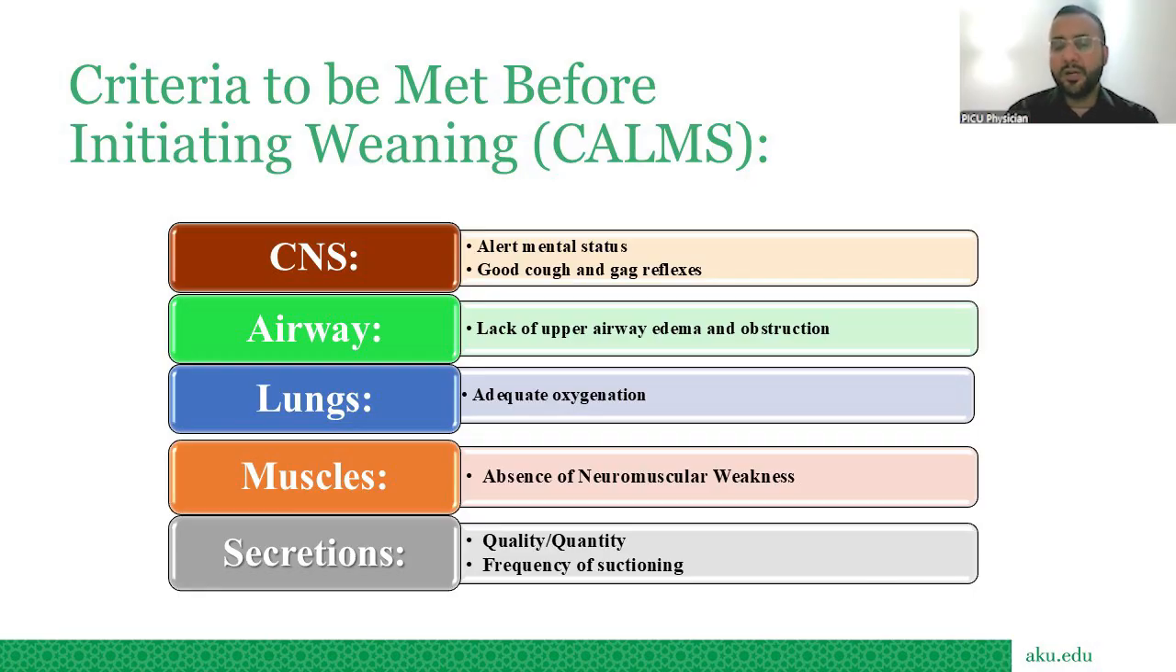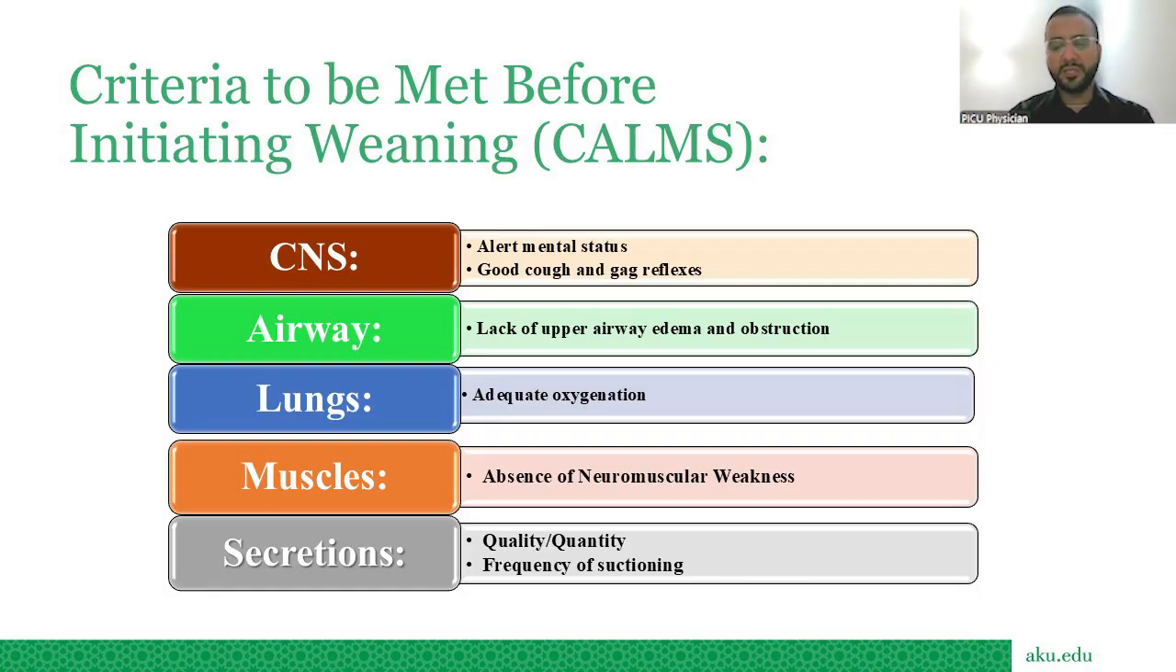A is for airway. That means we have to check for upper airway edema, which happens after a few days of intubation. If there is upper airway edema, that's not an absolute contraindication for extubation, but we have to be cautious. We have to use cold saline nebs and epinephrine and all that, because you will expect some stridor post-extubation. L is for lungs. You have to see the status of the lungs: they should be healthy enough that the patient can be extubated. Fourth is M for muscles. You have to check for absence of neuromuscular weakness. The respiratory muscles should be strong enough that the patient can sustain post-extubation.